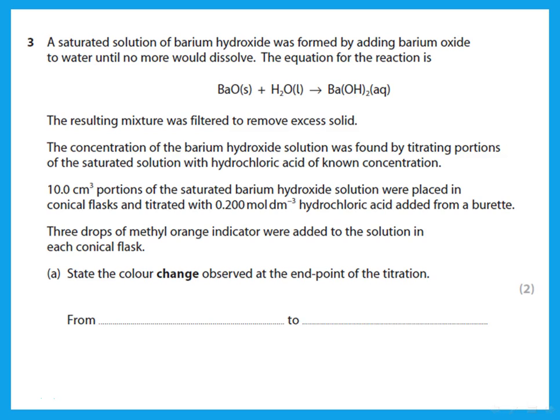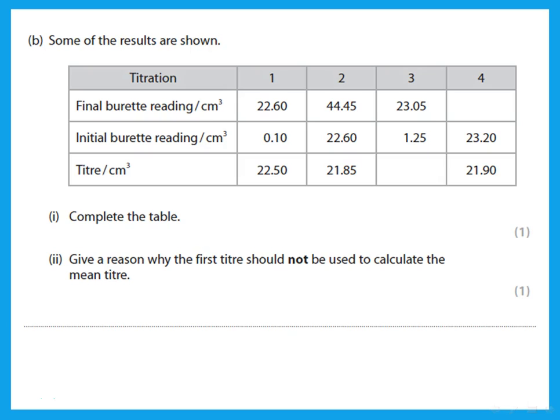He used 10 centimeter cube portions of the barium hydroxide solution in conical flasks. He titrated it with HCl that had a concentration of 0.2. 3 drops of methyl orange was added to the solution in each conical flask. Remember, the conical flask has barium hydroxide. So what is the color of the methyl orange if you have barium hydroxide? It is yellow, and then at the end point, when it is neutral, the methyl orange becomes orange. Then he says, complete this table. So this is the table of his results.